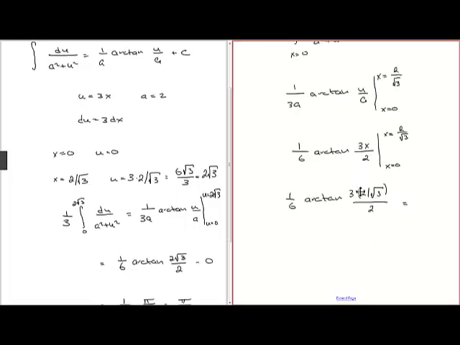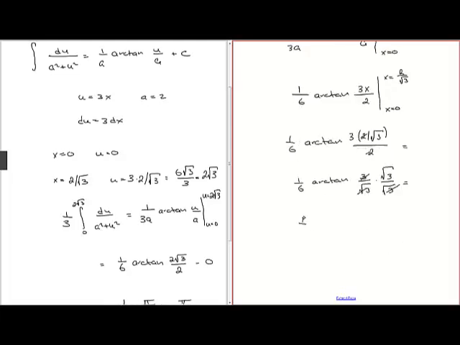And so the 2's cancel out, and you get 3 divided by the square root of 3. If we multiply the numerator and the denominator by the square root of 3, this is 3, and these two multiplied together is 3. So we just end up with the arctangent of the square root of 3.